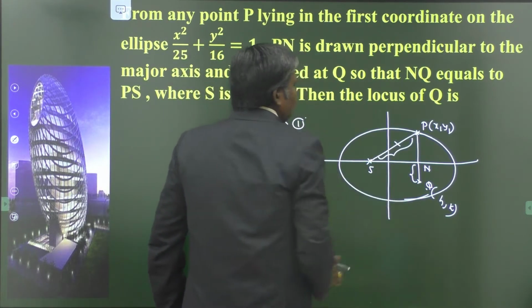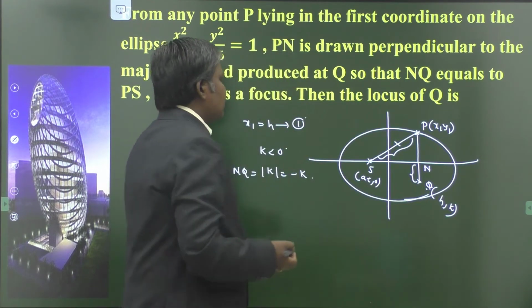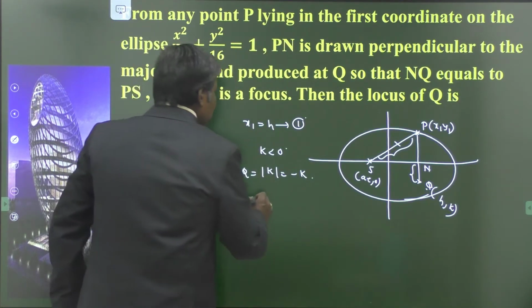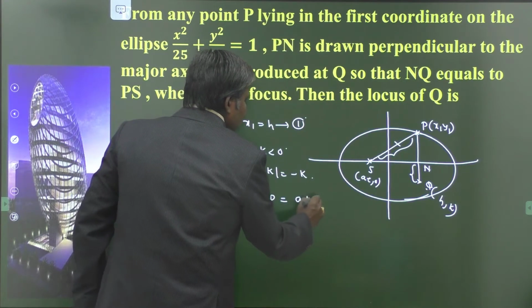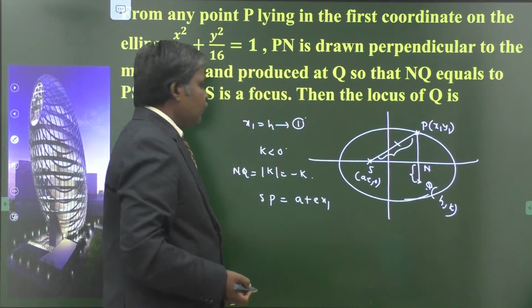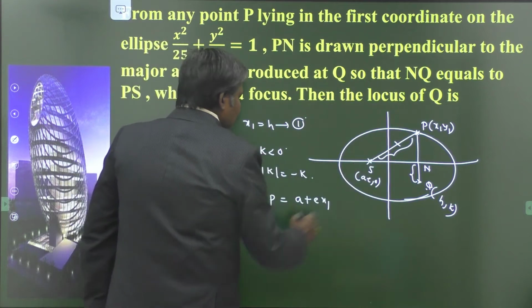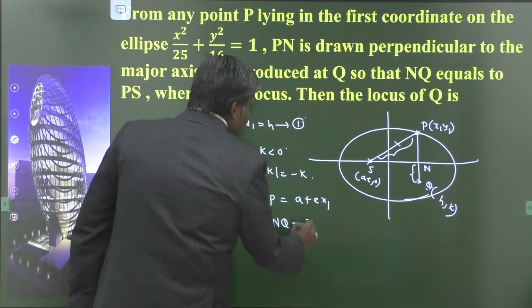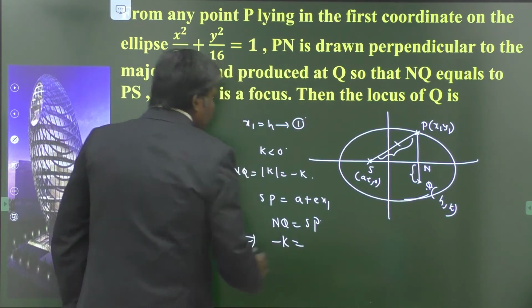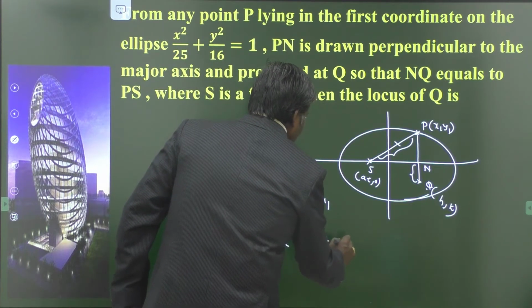So can you write the distance SP or not? What is your S? (ae, 0). So this is the focal distance a plus e x1. Am I correct or not? SP is equal to a plus e x1. If you take the focus on the other side, it is a minus e x1. So SP is equal to a plus e x1. So given that NQ is equal to SP, from this condition, minus k is equal to SP, which is nothing but a plus e x1.